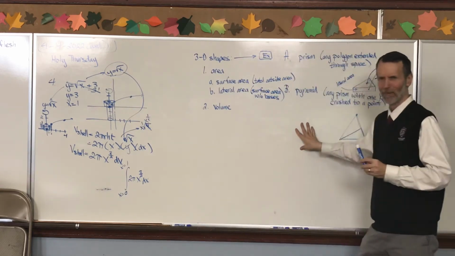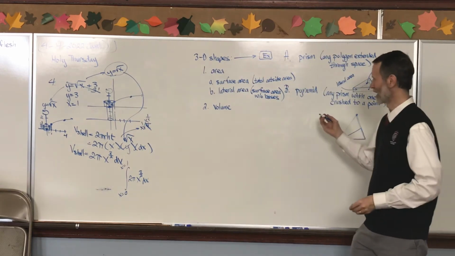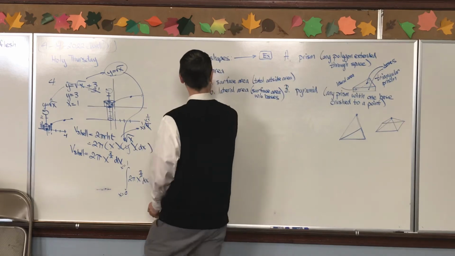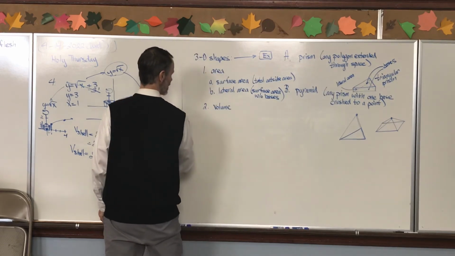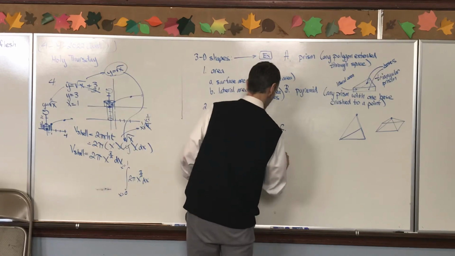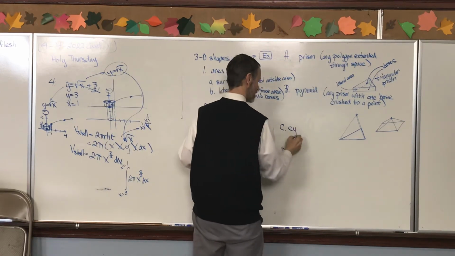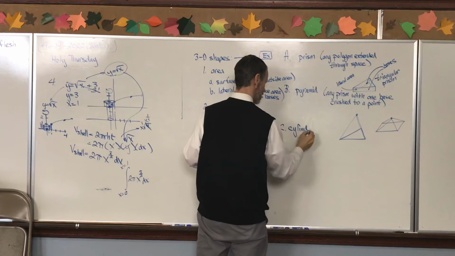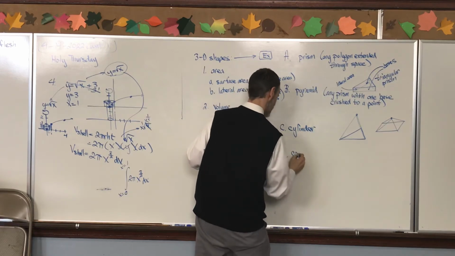Does that make sense so far? Let me go through these things. There are certain 3D shapes. There's a prism, there's a pyramid. Oh, I forgot there are two others. Cylinder and cone.